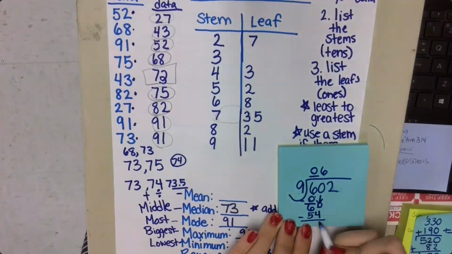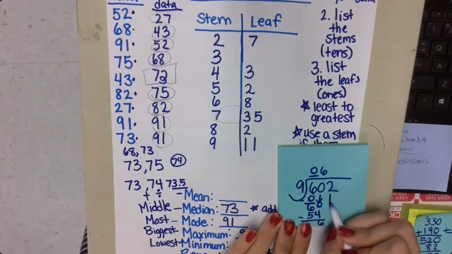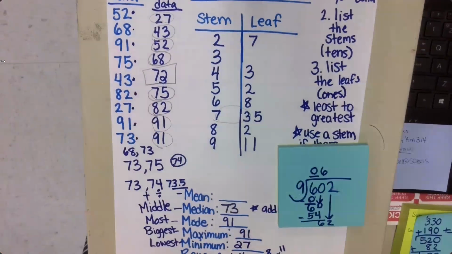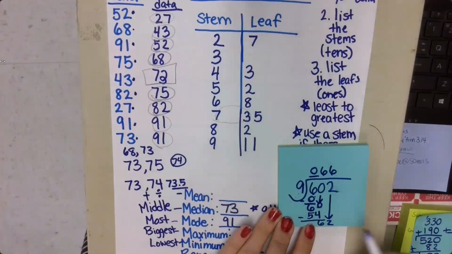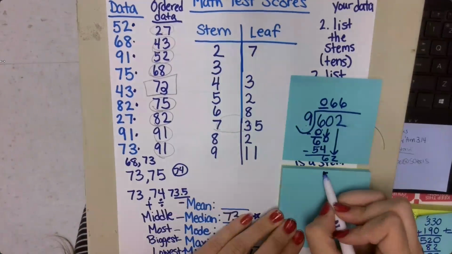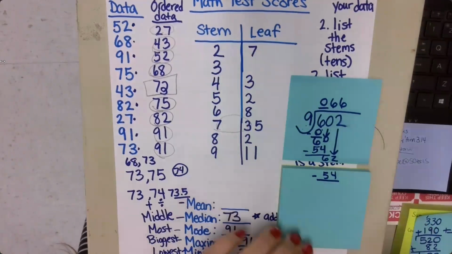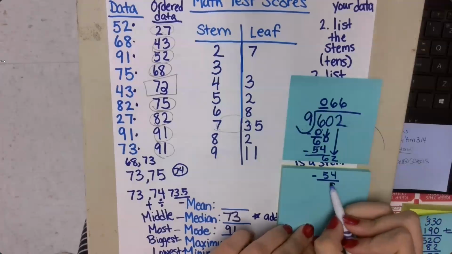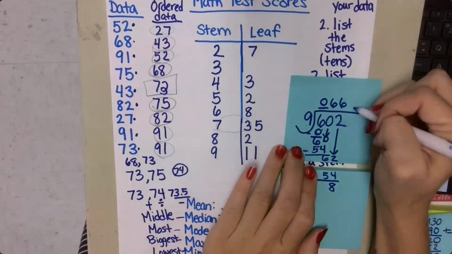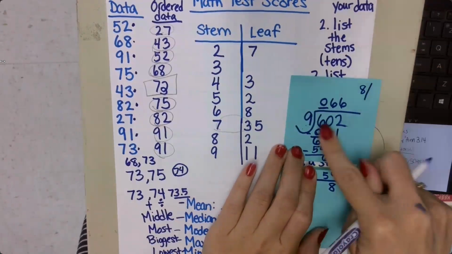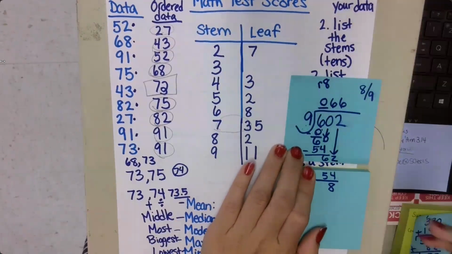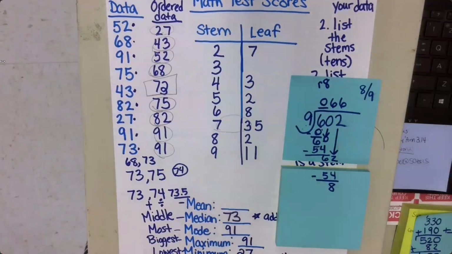That leaves me with 6 left over. Bring down my 2. Well, I just did 9 times 7 is 63, but that's too big. So I have to do 6 again. So I have 54 here. 8 left over. Now the new way of listing remainders is to list it as 8 over, what was I dividing by? 9. So instead of listing remainder 8, we're going to list 8 over 9 is what's left over.